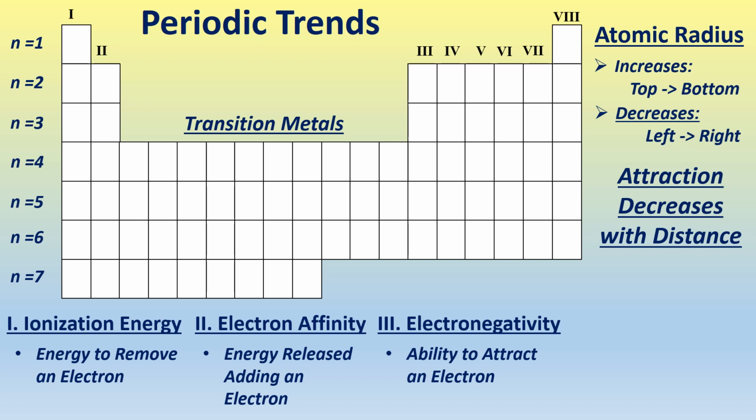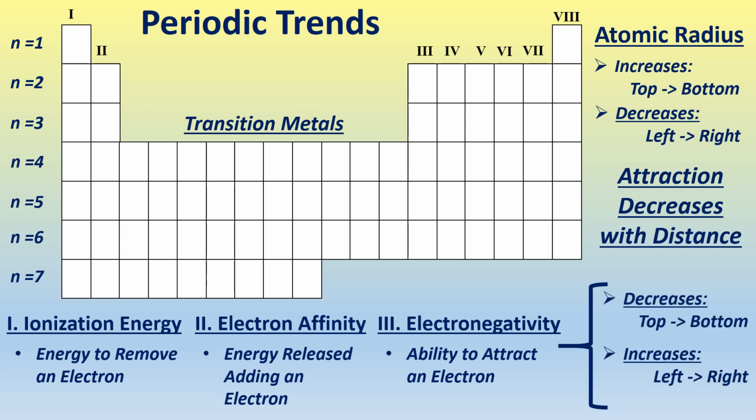Again, as the attractive strength is inversely proportional to the distance, you wind up with, in all three cases, an opposite trend to the radius. All three, ionization energy, electron affinity, and electronegativity, will decrease as the atom gets larger. So they decrease from top to bottom and increase from left to right. The simplest way to remember these trends is that the element closest to the top and furthest to the right is going to be the most electronegative and have the strongest electron affinity and the highest ionization energy.